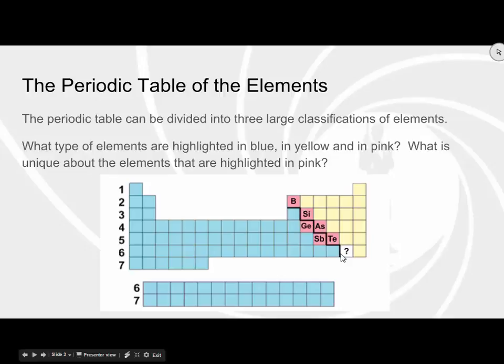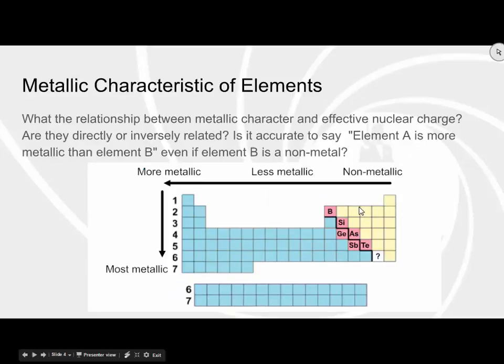The rule of thumb is anything to the left of that stair step is considered a metal. Anything above that stair step is usually a nonmetal. As we move from right to left across the periodic table, we become more metallic. So our nonmetals are over here, less metallic, more metallic as we move this way. Also, as we go down the periodic table, we also become more metallic, so more metal-like characteristics.